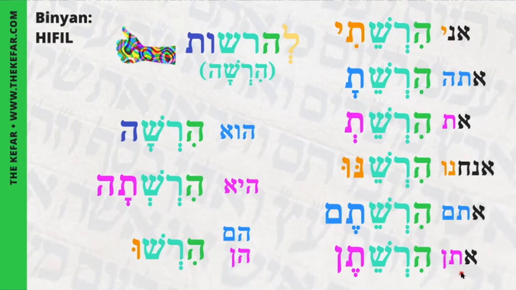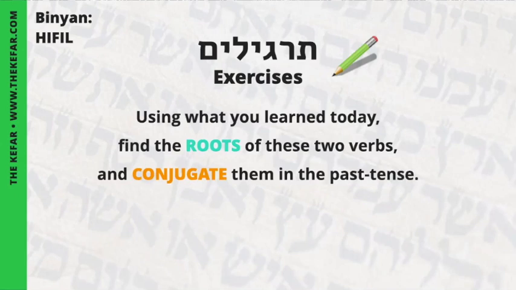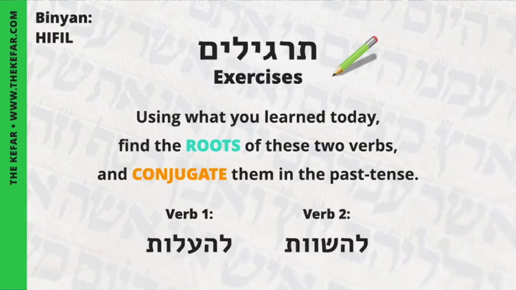Okay, so as always, you have two exercise verbs, and you are going to use what we learned today to conjugate both of these vav tav hifil verbs in the past tense. And so the first verb is laha'alot, which is to raise or to increase, also to upload. And the second verb is lahashvot, which is to compare. Okay, so laha'alot and lahashvot, and as you can see, they are both vav tav hifil verbs.